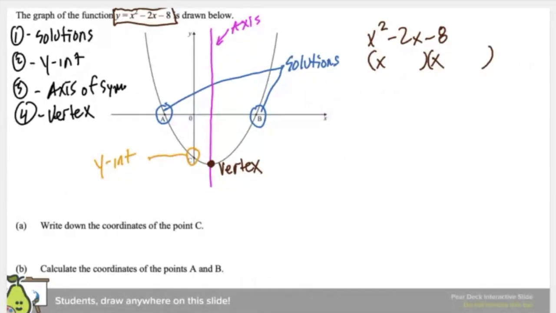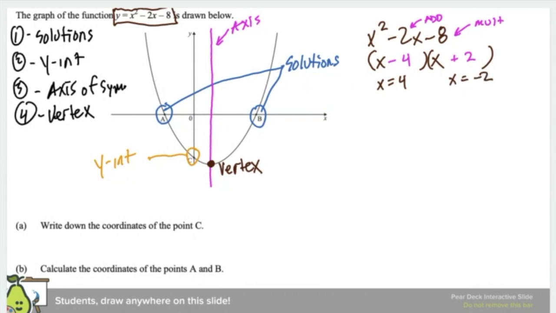So remember, what 2 numbers multiply and then add? So what multiplies to negative 8 and adds to negative 2? Negative 4 and positive 2. So then from that, I can figure out what A and B are, because now I have x equals 4 here, and here x equals negative 2.